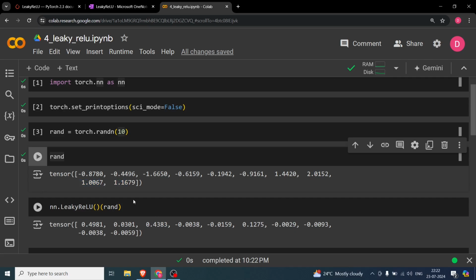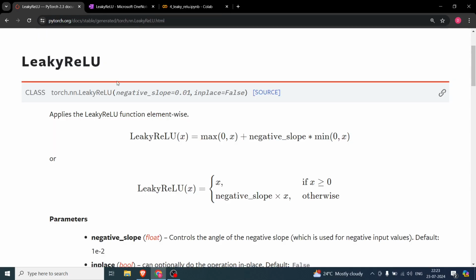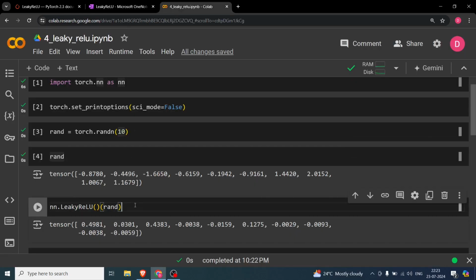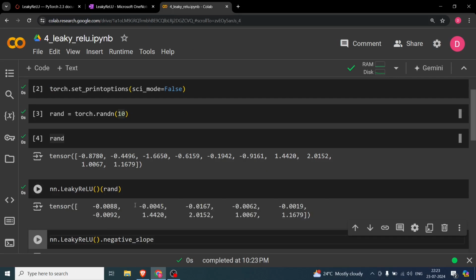So let's now apply the LeakyReLU. We are going to apply nn.LeakyReLU, but we are going to keep the default parameters the same, which means your negative slope is going to be 0.01 and inplace equal to False. Inplace I'll explain in a second, but this is more important. Let's hit shift and enter.